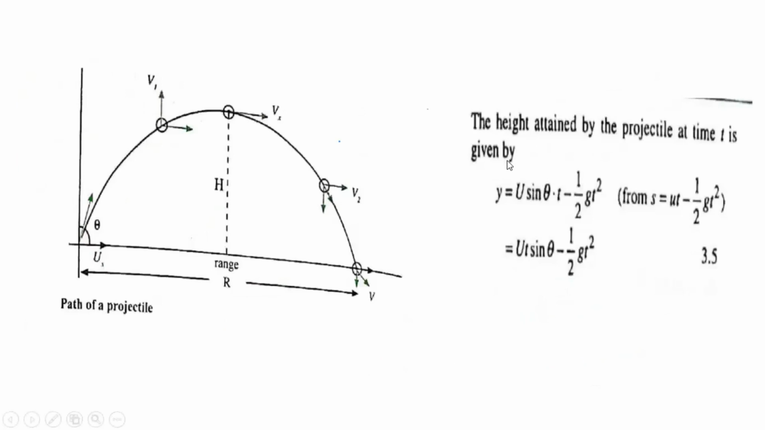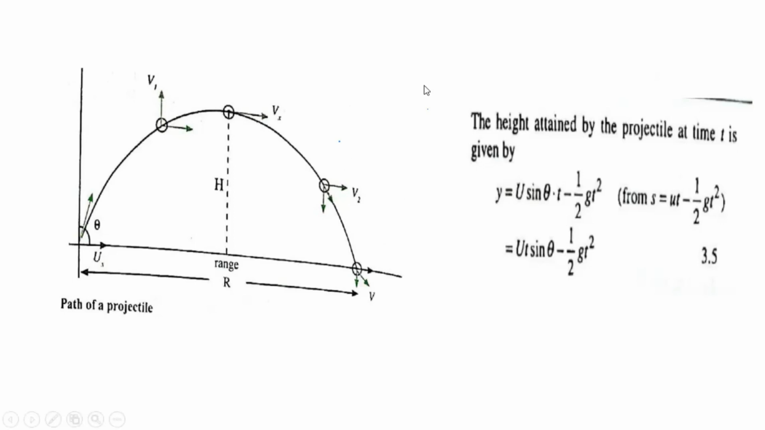Then there is a point here: the height attained by the projectile. To reach the maximum height, something must happen. For you to reach the maximum height, the vertical velocity V must equal 0. So you need to know that as well.